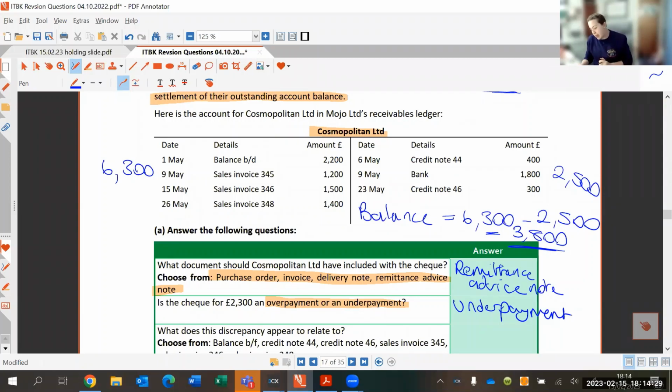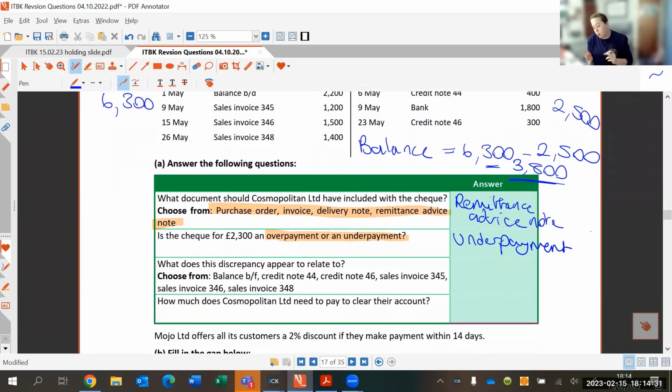Okay. So the next bit is what we've got to work out what the discrepancy relates to. So is there an invoice or a credit note? I can see that people are working this out in the chat, but I'll explain how we do this. What does the discrepancy appear to relate to and how much is it? So our balance, I'm just going to explain how we do this.